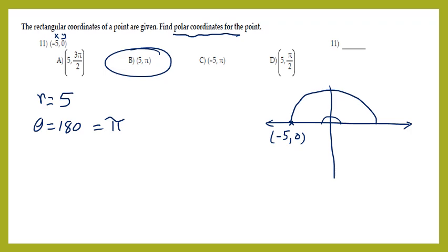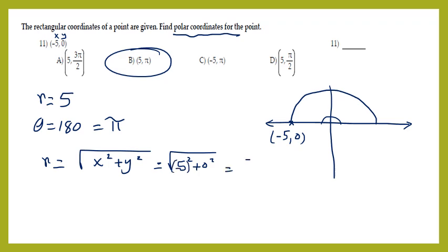But if you are going to work with steps, you can say that r is equal to the root of x squared plus y squared, which is equal to the root of 5 squared plus 0 squared. Of course, it doesn't matter if I put it as negative because it gives me 5. And the value of theta is inverse tan of y over x, which is 0 over 5, and the inverse tan of 0 is equal to 180, which is equal to pi. So the answer is 5 and pi. This one was very easy.